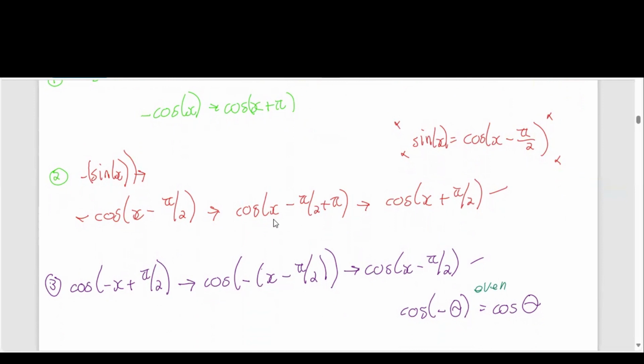The second thing is when we have a minus sine and we want to convert it to cos. The first thing you need to do is to convert the sine itself. So sine x is cos x minus, so you're basically subtracting pi on 2 from the cos. So now it's in cos form. And now to get rid of the minus, you just use the same rule that we did on top. You just add pi to the angle.